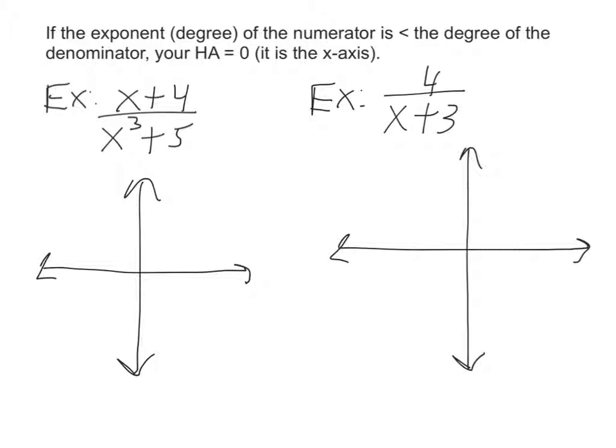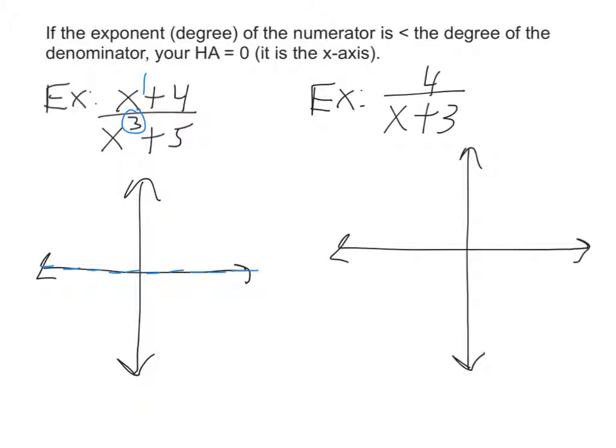So our degree on the top one, in this first example, is a 1, and that is less than our 3. So since it is less than the denominator degree, then our dashed line, our imaginary line, our horizontal asymptote, will be right on the x-axis.